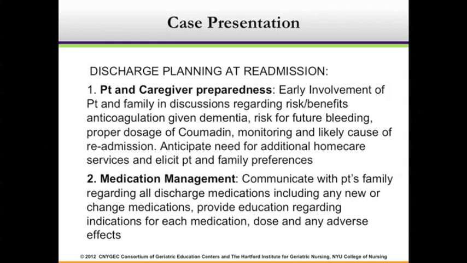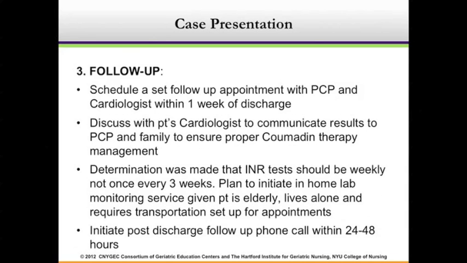In regards to medication management, we communicated with patient's daughter regarding all discharge medications, provided education regarding indication for each medication, dose, and any adverse effects. Follow-up included having a set appointment with the PCP and the cardiologist within 1 week of discharge. We discussed with patient's cardiologist to communicate results to the primary care provider as well as family to ensure proper Coumadin therapy management. Determination was made that INR tests should be done weekly, not once every 3 weeks.